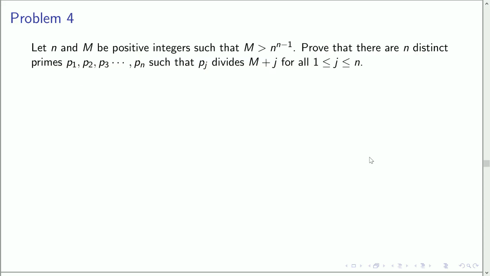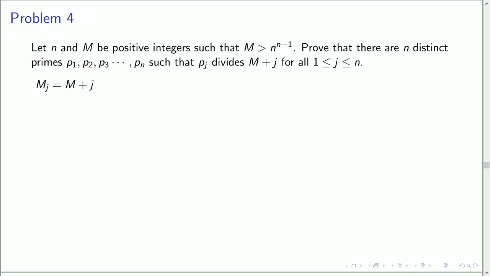This is problem 4. It says you take a number n, and you take n consecutive integers, m plus 1, m plus 2 till m plus n, all greater than n to the n minus 1. So very, very large n consecutive integers. And then it says to prove that there are n distinct primes p1 to pn such that each prime pj divides m plus j. In this problem there's just one main idea which solves it. We'll have a look at that.